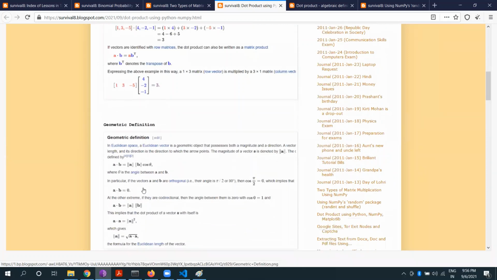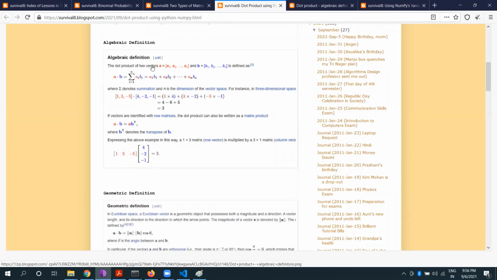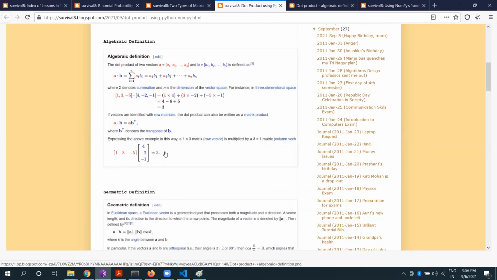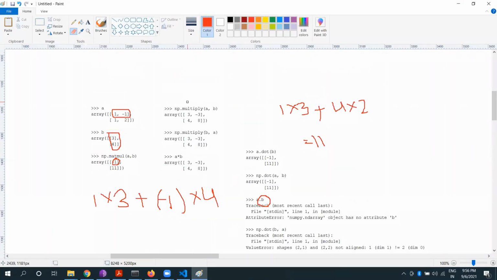The dot product is for vectors, the dot product of two vectors. Matrix multiplication is a matrix operation, and dot product is for vectors. Multiply is for simple multiplication, simple point to point, element by element multiplication.